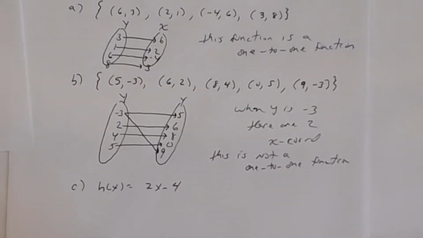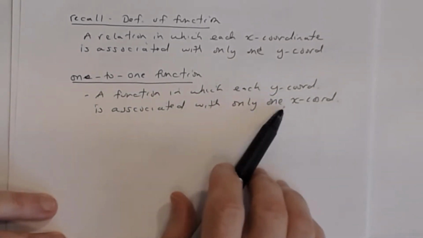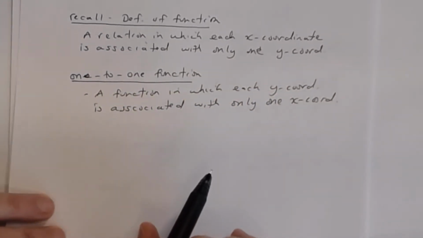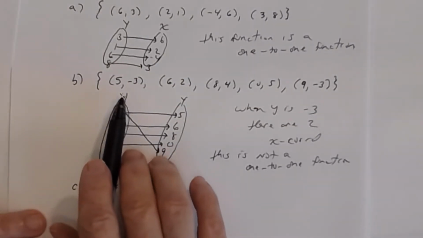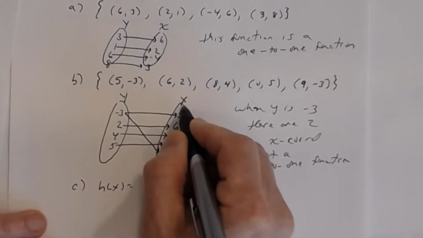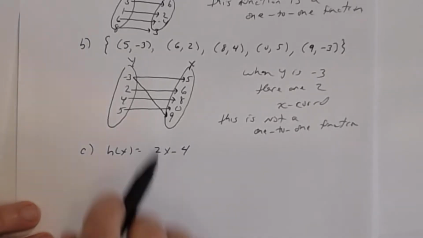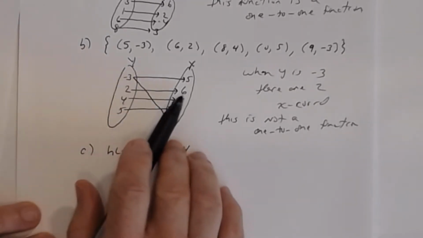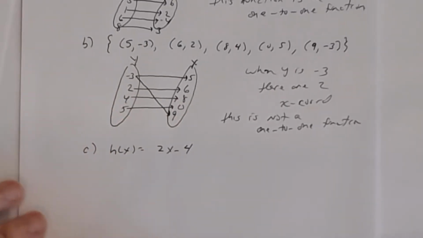All right, so the definition of a one-to-one function says that for each y coordinate, there's got to be only one x coordinate. And so according to this, remember, in talking about one-to-one, always put y first and then x. This is an x right here, and x in this mapping right here. And so notice when y is negative 3, there are two x coordinates. So that's not a one-to-one function.